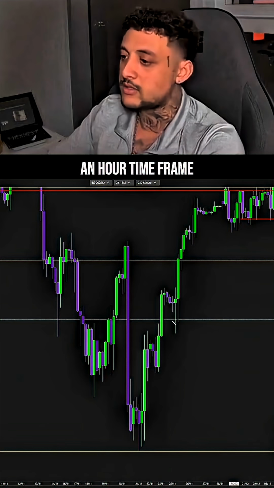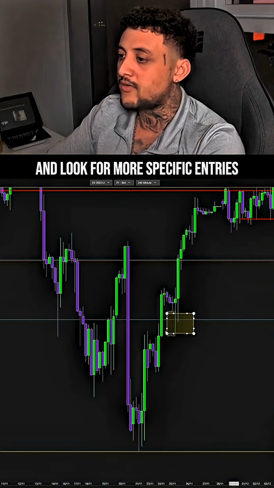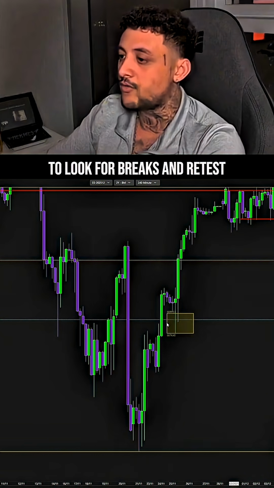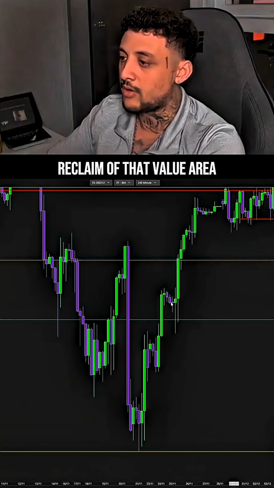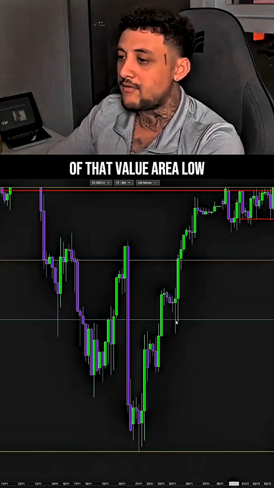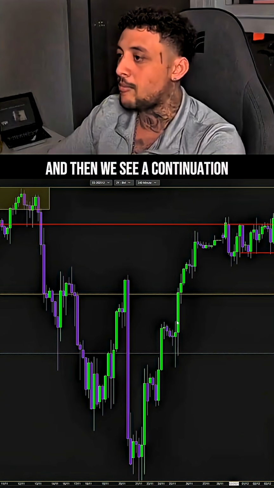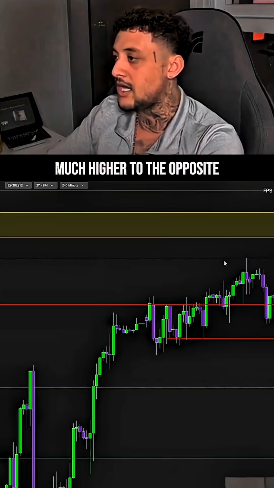4-hour time frame, an hour time frame, and look for more specific entries around these areas to look for breaks and retests, such as we see here. We see a reclaim of that value area, a pullback retest of that value area low, and then we see a continuation much higher to the opposite edge of value.